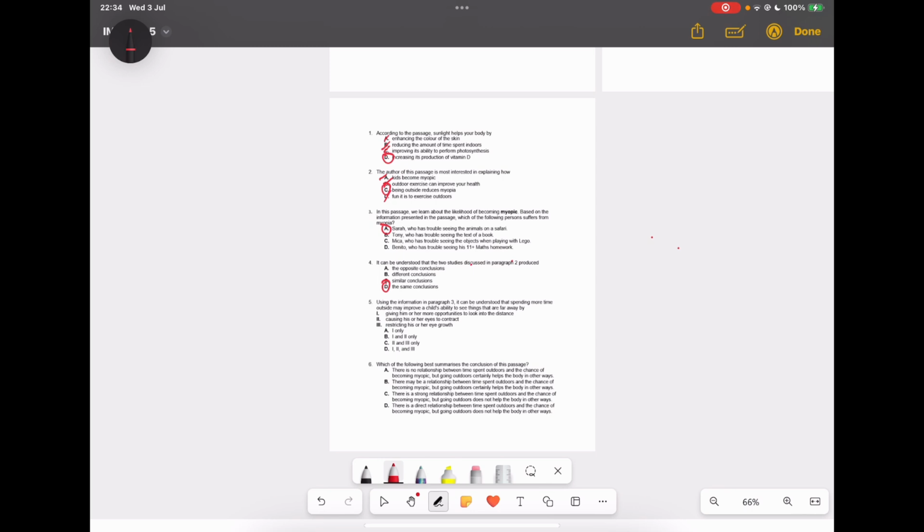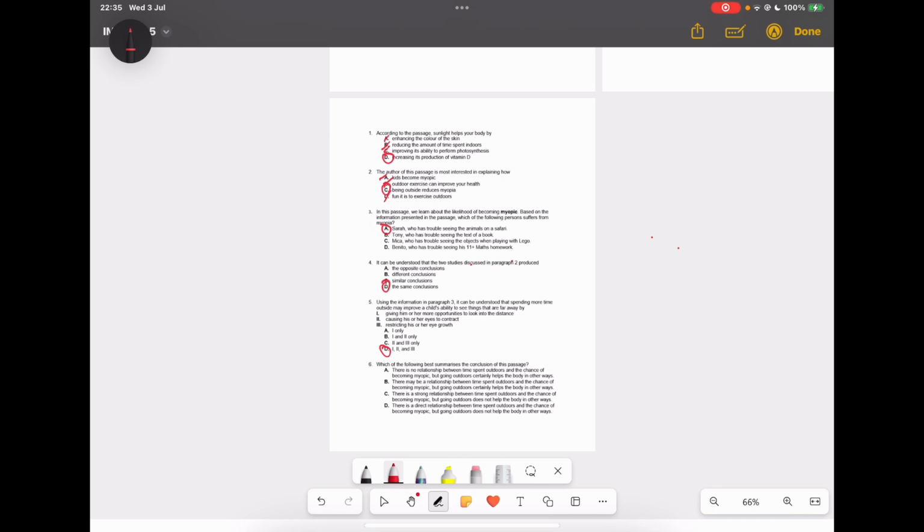5. Using the information in paragraph 3, it can be understood that spending more time outside may improve a child's ability to see things that are far away by 1. Giving him or her more opportunities to look into the distance. Yeah. 2. Causing his or her eyes to contract. Yeah. 3. Restricting his or her eye growth. Yeah. So question 5 is going to be D. 1, 2, and 3.